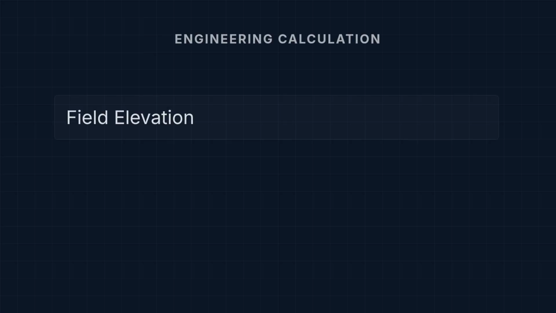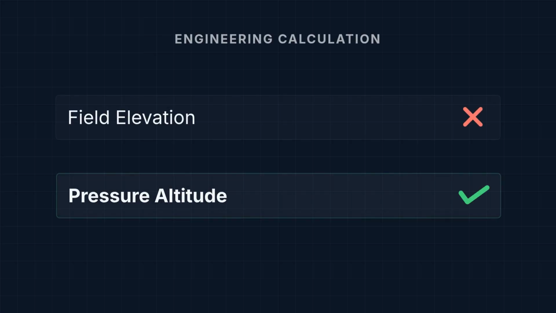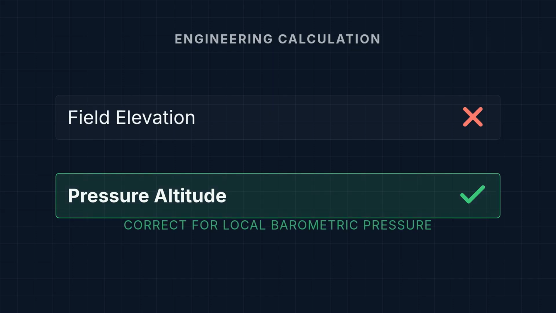One common mistake engineers make is using field elevation instead of pressure altitude. Always correct for local barometric pressure first.